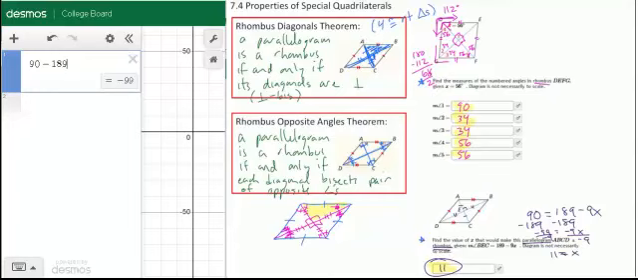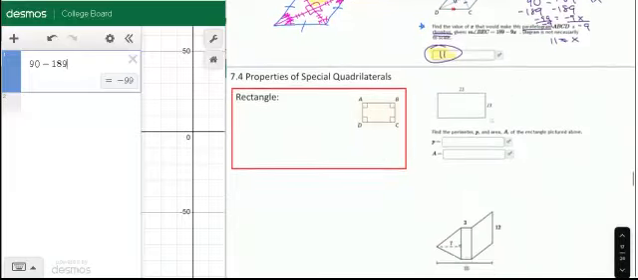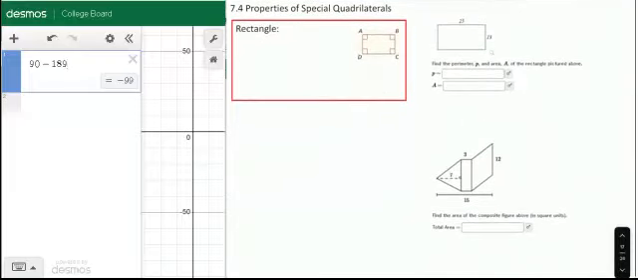All right, so those are the properties that you need to be familiar with regarding a rhombus. A rhombus is a parallelogram with 4 equal sides. The second special parallelogram that we're going to look at is a rectangle. A rhombus is a parallelogram with 4 equal sides. A rectangle is a parallelogram with 4 equal angles. Four congruent angles.